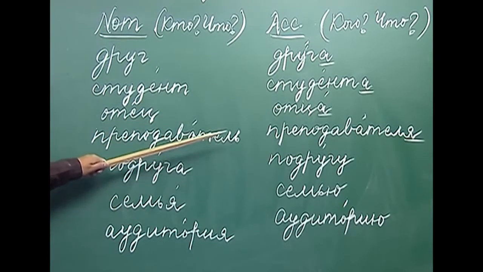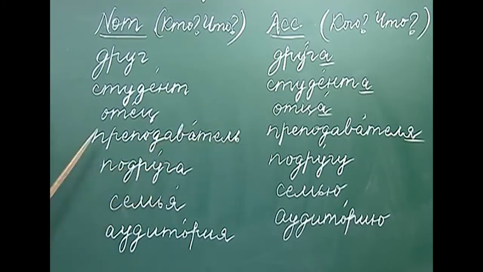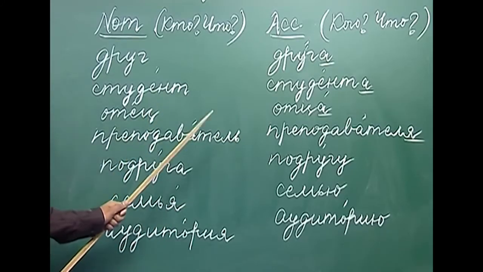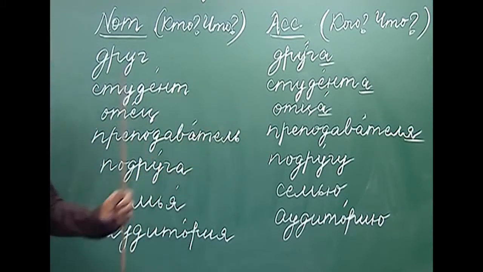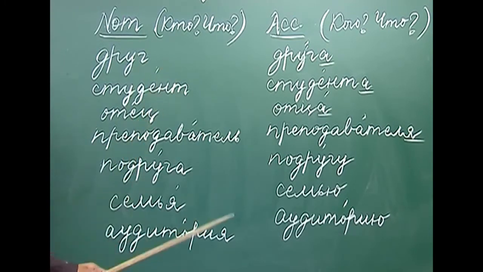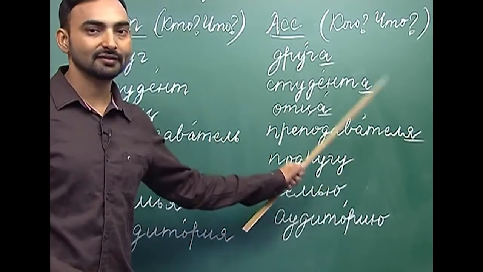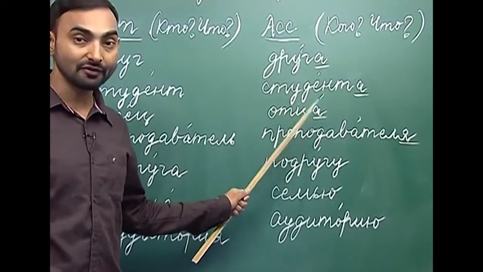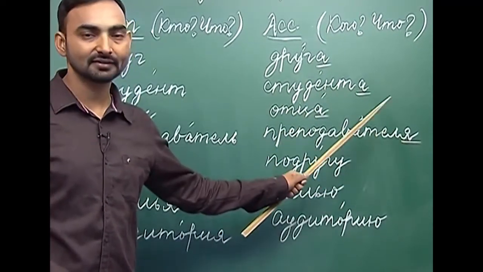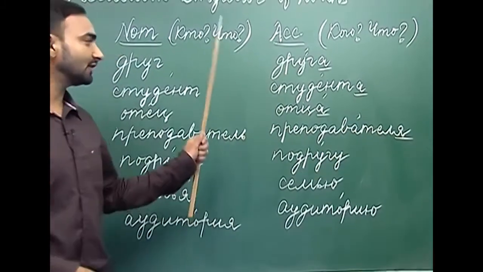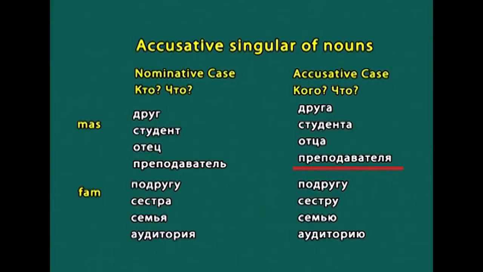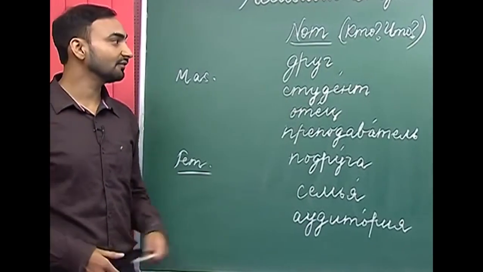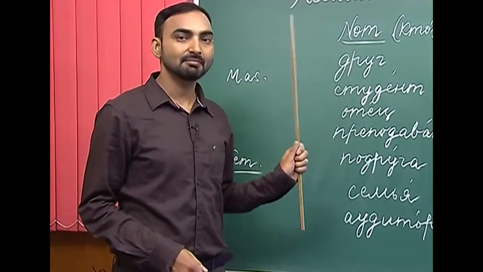Next is a soft ending masculine gender noun, which is преподаватель. Преподаватель is a teacher. So if the noun is a soft ending noun, what are we supposed to do to get its accusative case form? We have to add я. So instead of adding а, which is a hard vowel, we add я, which is its soft counterpart. So if the noun is a hard ending noun, we add а. If the noun is a soft ending noun, we add я in the masculine gender nouns. And please remember, we are talking about the animate masculine nouns.